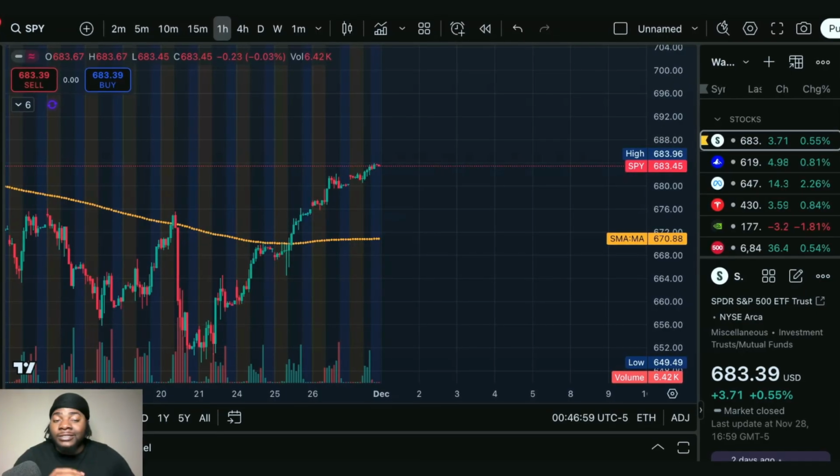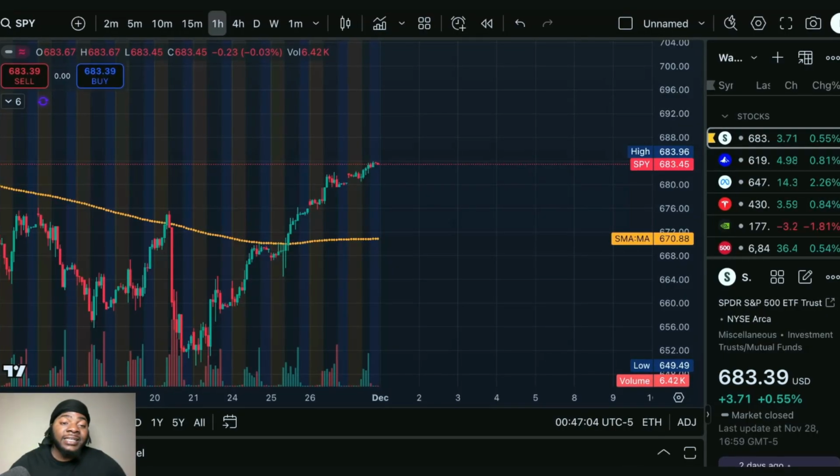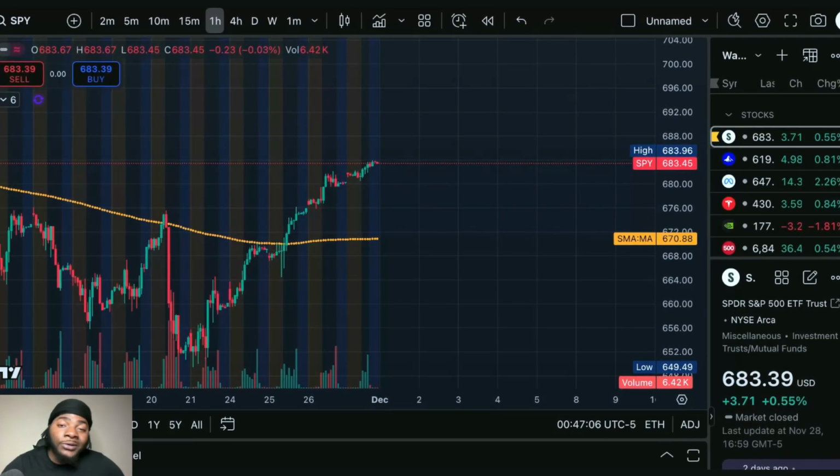But this is just my approach. Nothing fancy. Just that 200 moving average. It's been working for me, and I want to share it with you guys. As you know, I've been saying this the whole time.